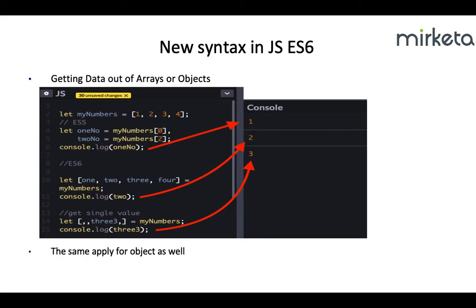Suppose we have a number of values in an array, but I want to fetch a particular value. We can assign empty commas, like line number 14, and here we can get the value of 3.